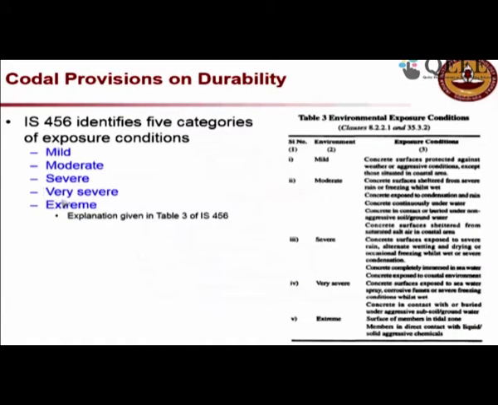Now, our code IS 456 categorizes various exposure conditions into five categories: mild, moderate, severe, very severe and extreme. This is the table which is given in IS 456. We will not go into more detail on this, but these tables are given in this PowerPoint presentation so that you have a direct reference available.